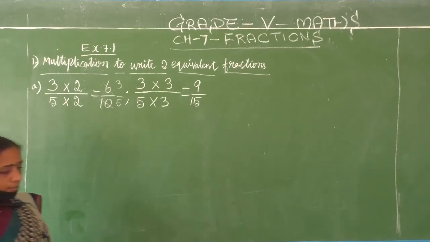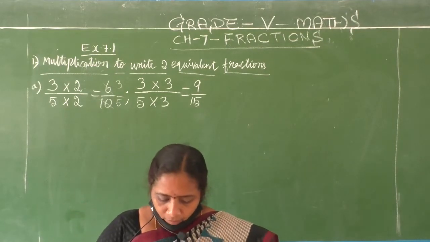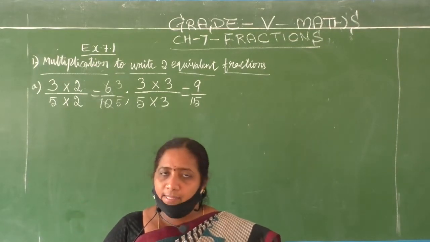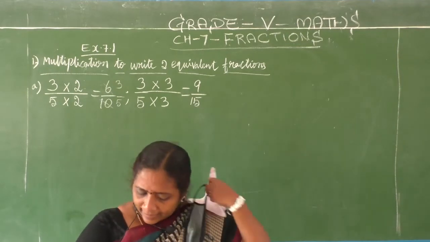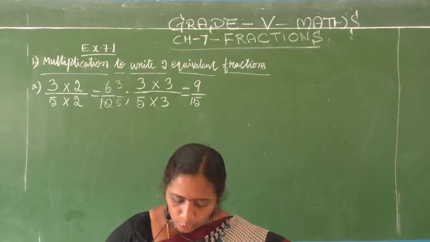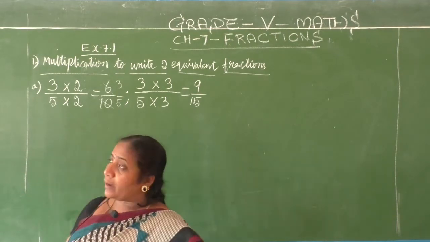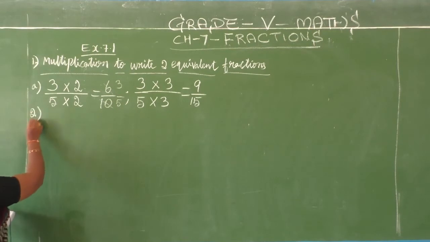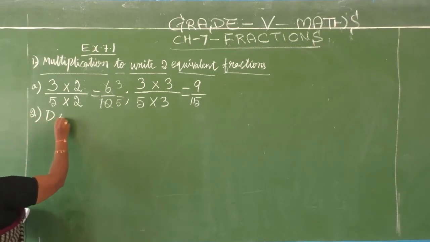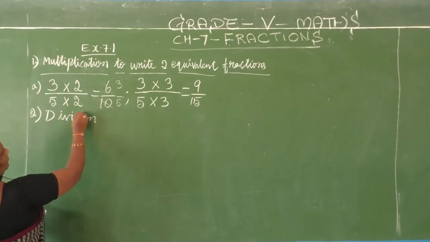Then in the first Roman numeral, you have 5 sums. You can do 4 sums, that's enough. Then next one, second Roman numeral: write 2 equivalent fractions using division. See, here we found the equivalent fractions by multiplication. In the second Roman numeral, I am going to find the equivalent fractions by division.